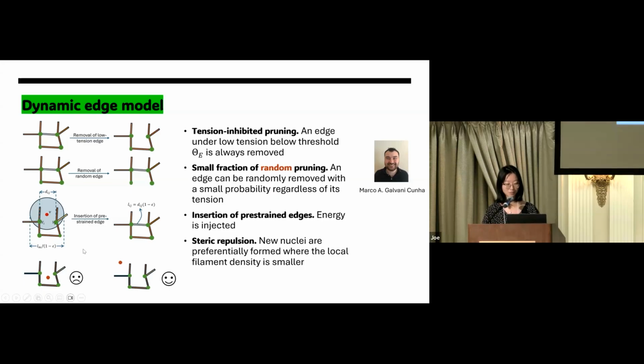To do that, we choose a nucleus in space, shown by the red dot, and we prescribe a spherical region. And if 2 nodes of degrees 3 or less fall inside the nucleation region, then we add a pre-strained edge between those nodes. And lastly, because we are using phantom edges that can pass through one another, we want to compensate for that. So we are adding a steric repulsion, so that a new nucleus is more likely to be added to a less crowded region of the space. We are adding that with a Monte Carlo approach.